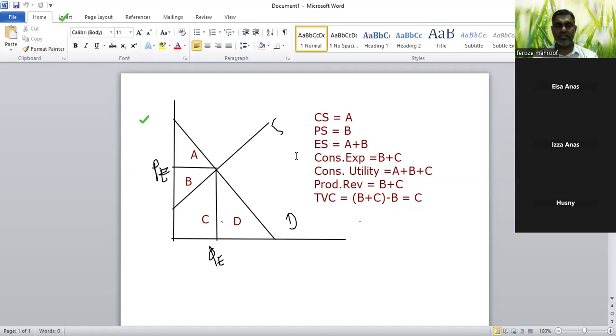So those who need this, just take a screenshot and later you can review. Many of you attending the classes have studied this before and we are just polishing the information. Even if you don't know this at all, no problem; today you learn, that is what is very important. Okay, A is consumer surplus, B producer surplus, A plus B economic surplus, consumer expenditure B plus C, consumer utility A, B, C, producer revenue B plus C, total variable cost B plus C minus B is C. Understood?